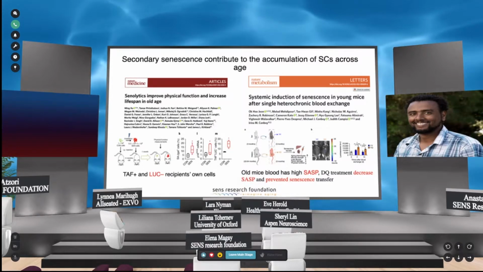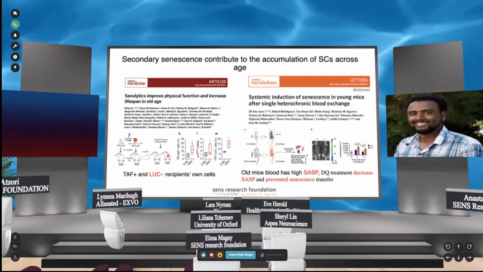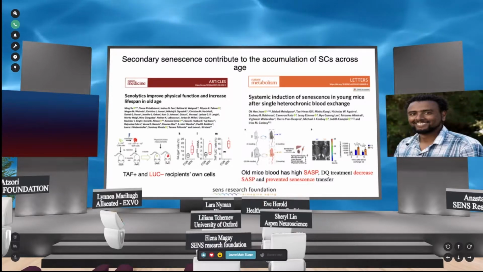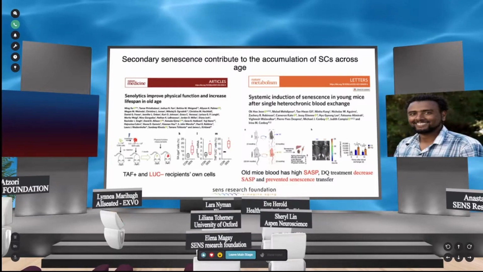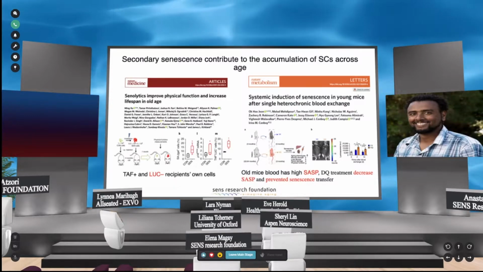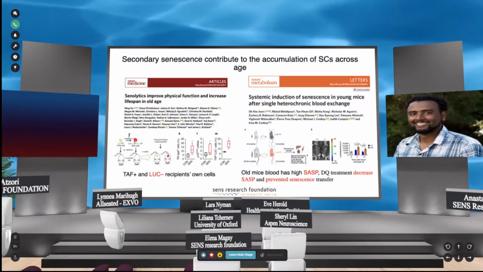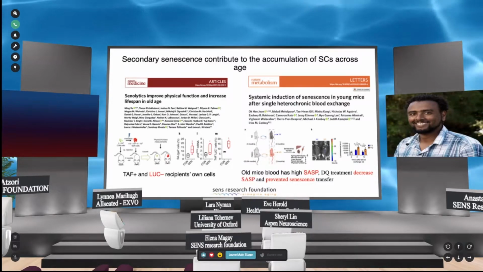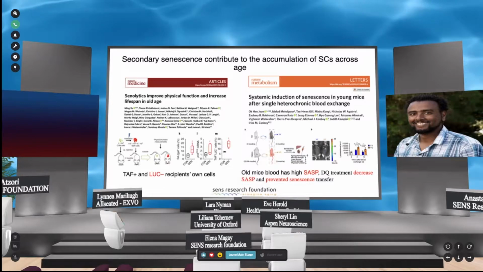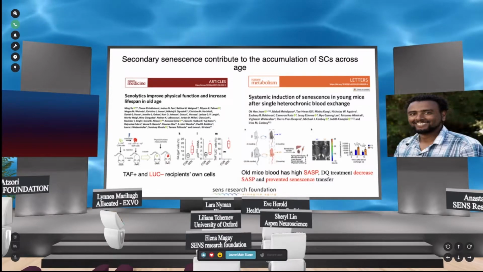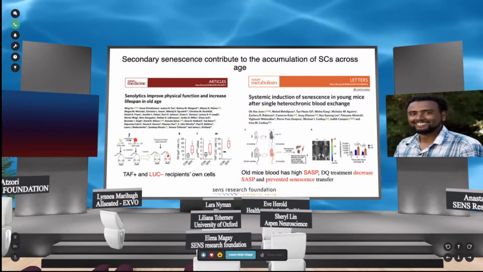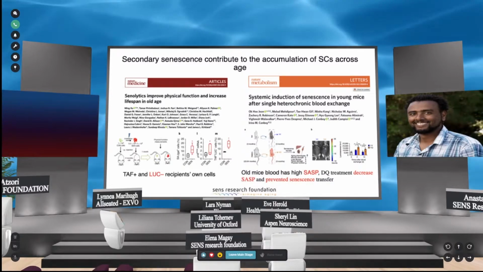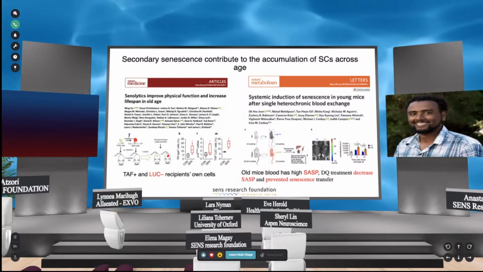So now we know that senescent cells generally accumulate across age, and the secondary senescent cells also play an important role in senescence accumulation across age. So the end goal, I think, of research on senescent cells is just to remove the senescent cell accumulation, to remove the cells from our body, because senescent cells have been associated with aging or age-related diseases.